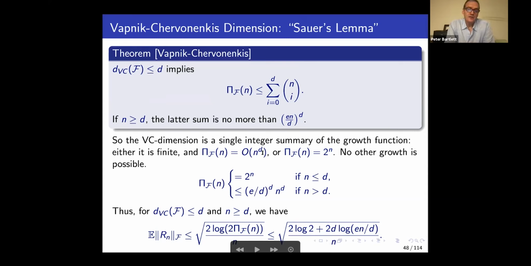So, it really is this very concise summary of how the growth function grows, right? Either the VC dimension is finite, in which case the growth function grows like n to the d, or the VC dimension is infinite, in which case the growth function is always growing like 2 to the n. And there's nothing else in between. There's no other rate of growth. It's this polynomial rate with an exponent of the VC dimension, or it's the exponential rate.